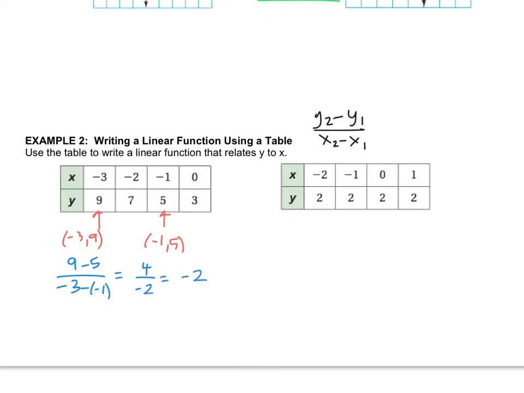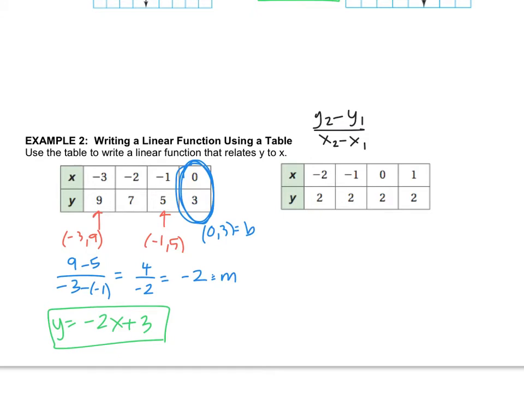If you have no idea what I'm talking about, you need to go back to chapter 4 and learn the slope formula. So now I got the slope. The slope is negative 2. And the y-intercept is right here, because it's where the x value is 0. So it's at the point 0, 3. So let's put it together. y equals negative 2x plus 3.